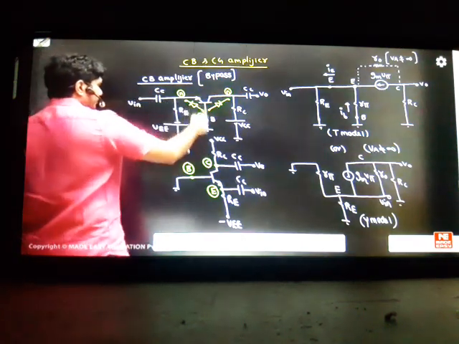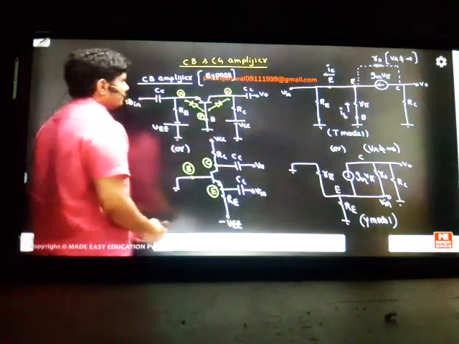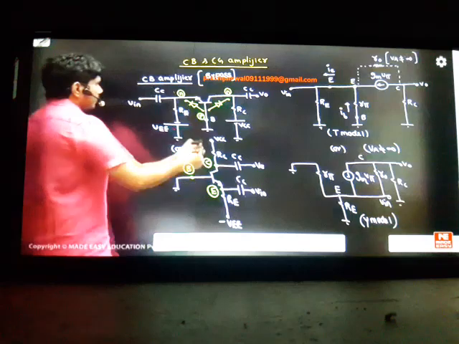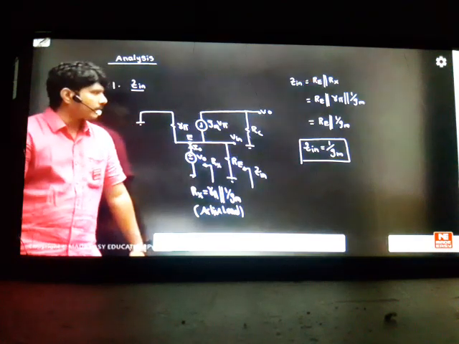This is your base. Base side, if you see, is a direct short you have taken, nothing is there. So it's a bypass module. Unbypass is common collector. Bypass is common base amplifier. We don't have any CE effect there; CE is not required in this concept. That's why it is called bypass. Common base will work under the principle of bypass.